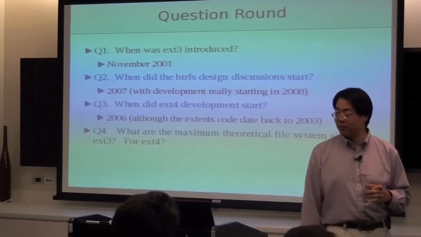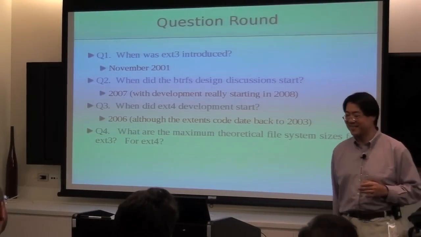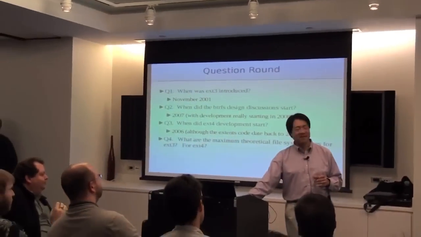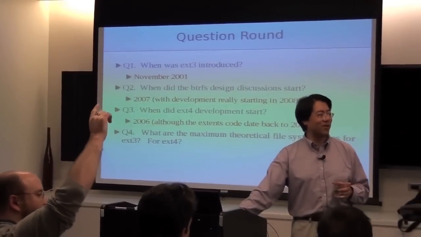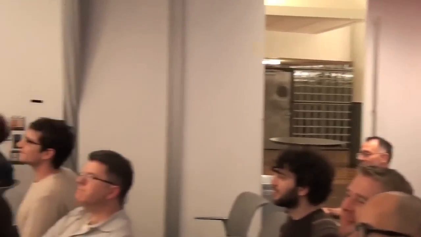What is the maximum theoretical file size for ext3 and ext4? Oh, file system size. All right, who's up? Right here? What was your answer? 4 terabytes. No, and I want it for ext3 and ext4. All right, I have a vigorous hand wave over here in the back in the blue shirt. 32 terabytes and 1 exabyte. That's correct.